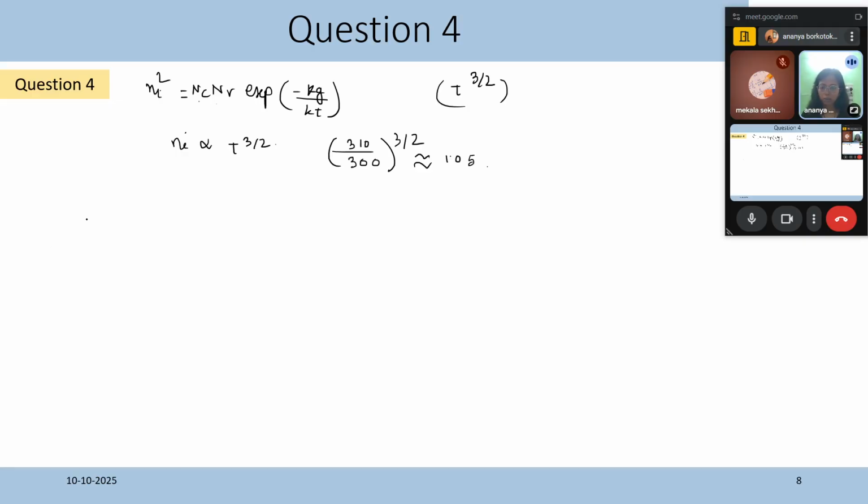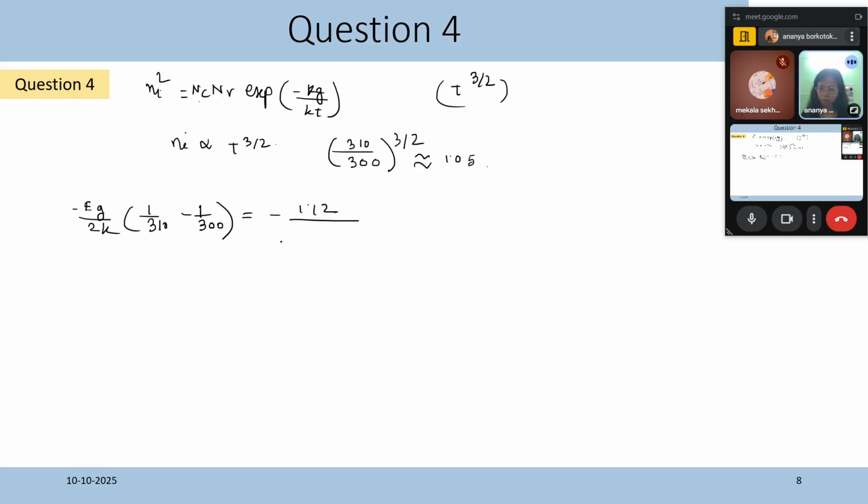So I'm trying to find the factor by which it increases. Eg by 2k, because this is square, so there will be a 1 by 2 term. Because it is exponential, when I do the division, Ni at 310 Kelvin by Ni at 300 Kelvin, this will be minus, so this will be 1 by 310 minus 1 by 300. Right?